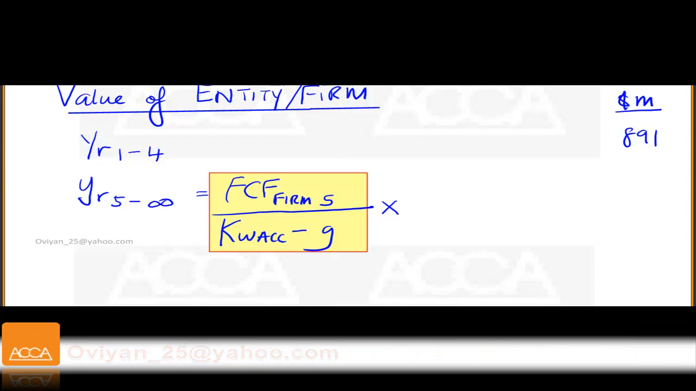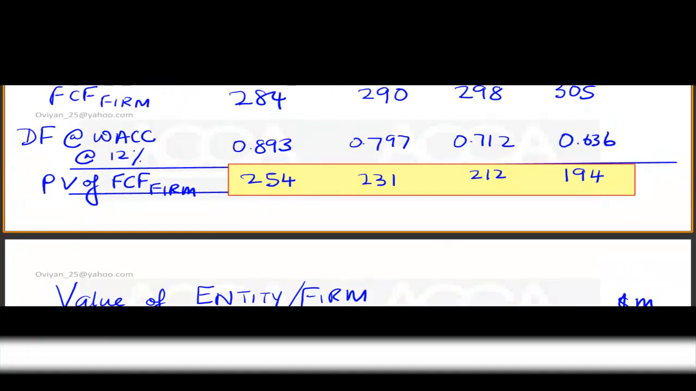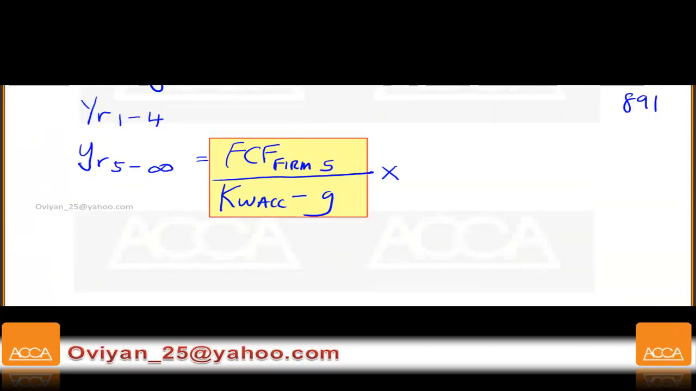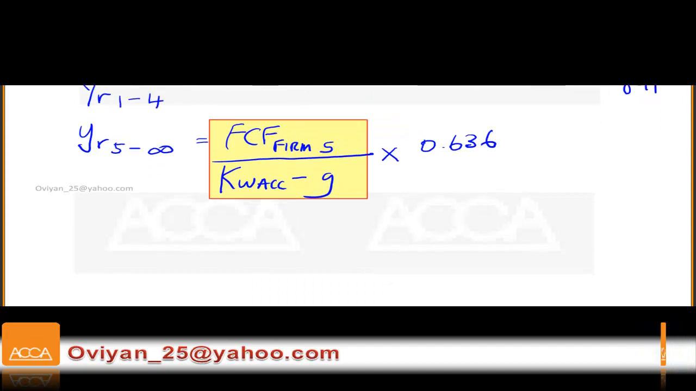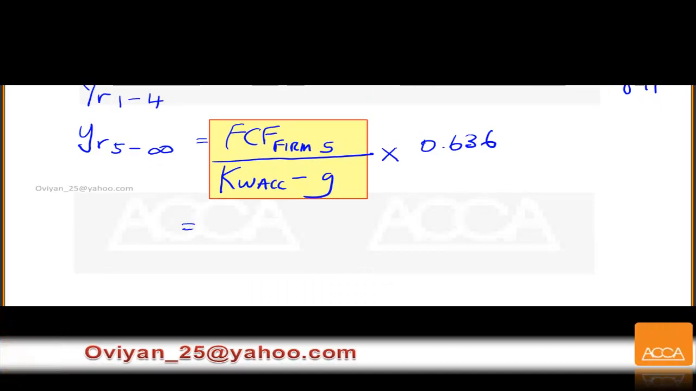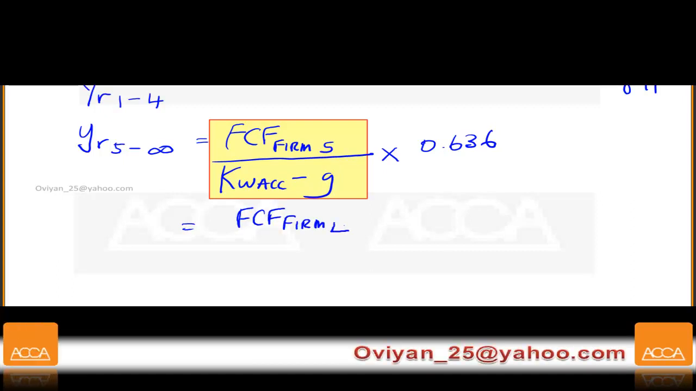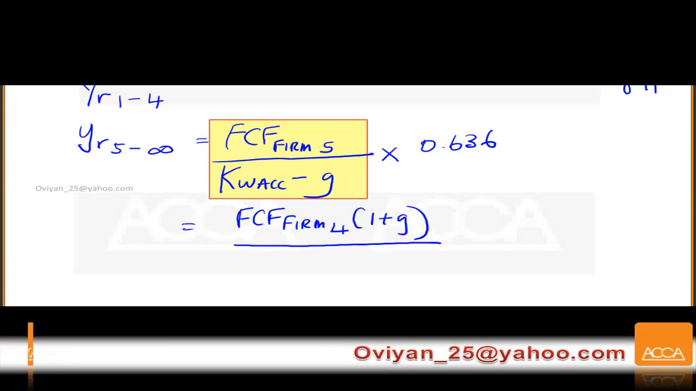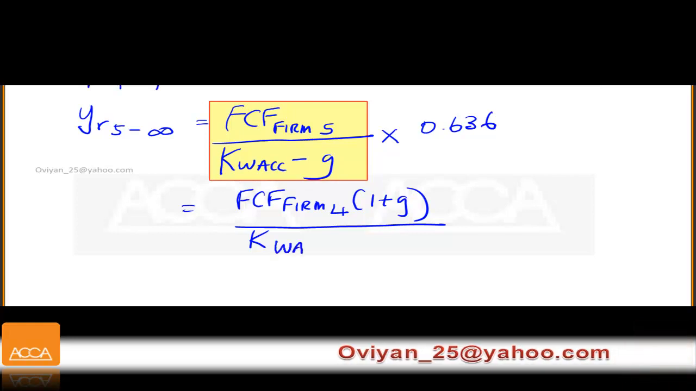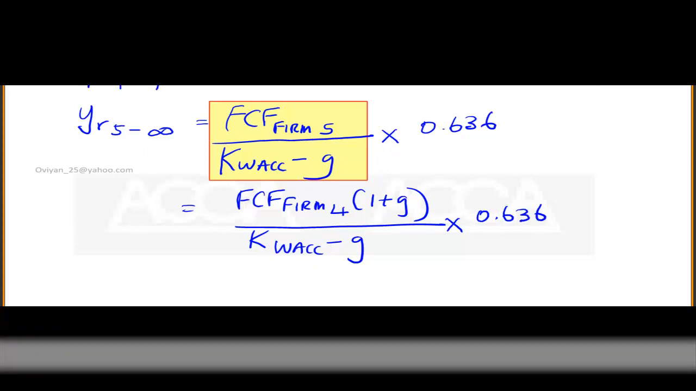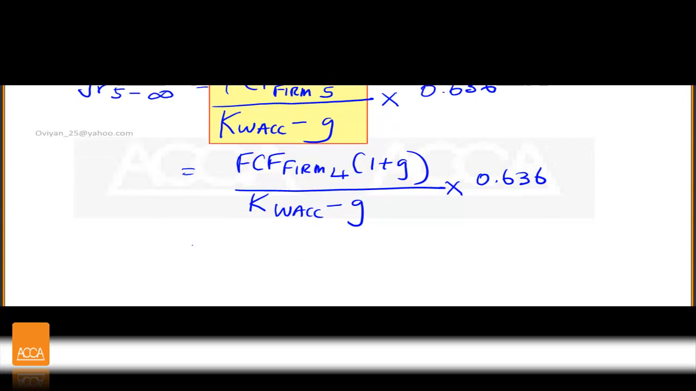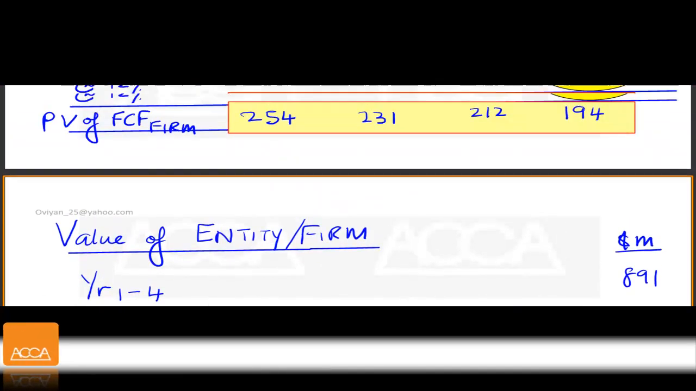So I have to multiply with my year 4 discounting factor, which is going to be 0.636. So coming back down here, I'm going to multiply with 0.636. Again, FCF firm year 5 is actually FCF firm year 4 (1 plus g) into (WACC minus g) multiplied by 0.636, where free cash flow year 4 is this one.